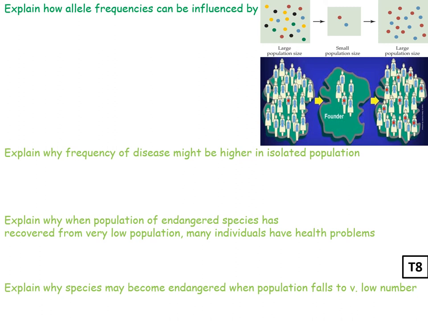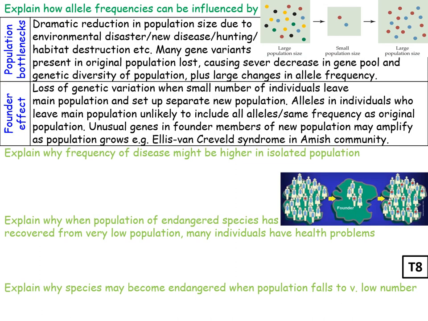And if you look at the second diagram, we could see that we've got a large population, but then some of them have migrated, so they're the founders, and then a large population comes from the founders, so they are the ancestors, and therefore all the alleles will come from those founders. So allele frequencies can be influenced by population bottlenecks, and they could also be influenced by the founder effect.